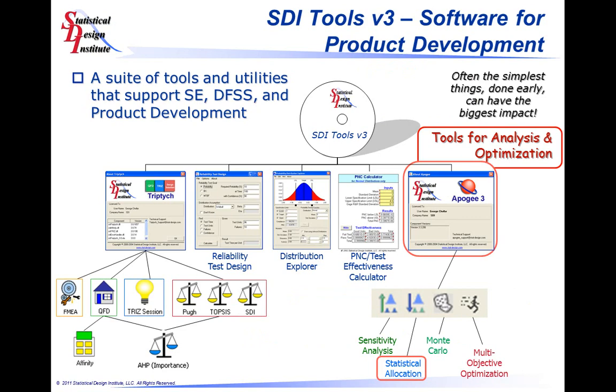The SDI Tools software includes a suite of tools and utilities to support system engineering, design for Six Sigma, and product development. The Apogee toolset is specifically designed and developed to support analysis and optimization activities for design analyses that may be performed in Microsoft Excel. In this discussion, we'll be focusing on the topic of statistical allocation for a new design.